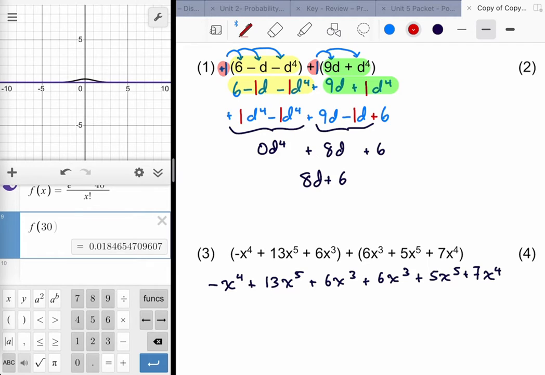So what I would do here is I'd look for anything that has the highest power associated with it. So I'd look across my entire expression, identify the highest power, which is the power of 5, and then find another term, including its sign, also containing a power of 5. And then I'd combine those terms. So that's going to give me an 18x to the 5th.